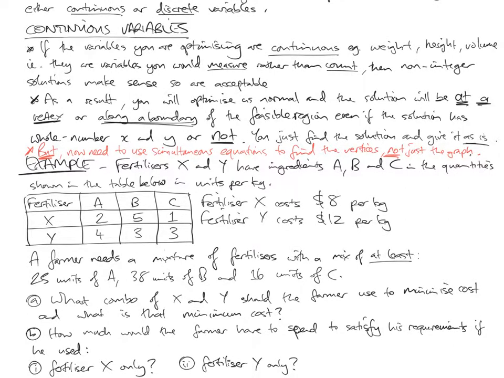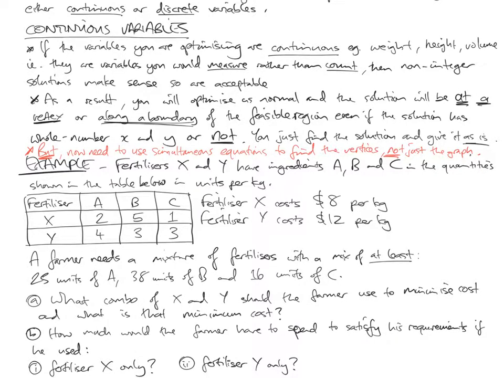So you're doing a set of constraints and drawing up a feasible region. If the variables you're optimizing are continuous, for example a measurement like weight, height, volume, etc., variables you would measure rather than count, that's a continuous numerical variable. Then in that case, non-integer solutions have to make sense.